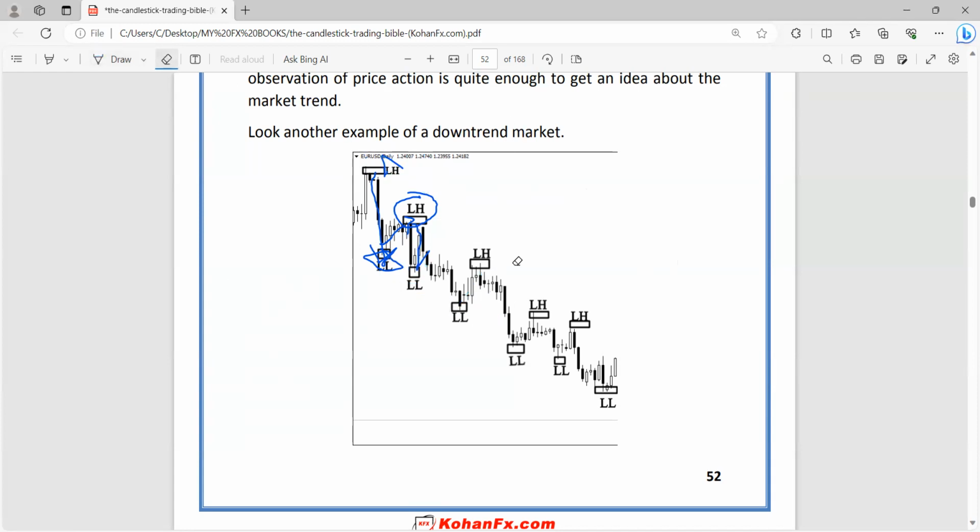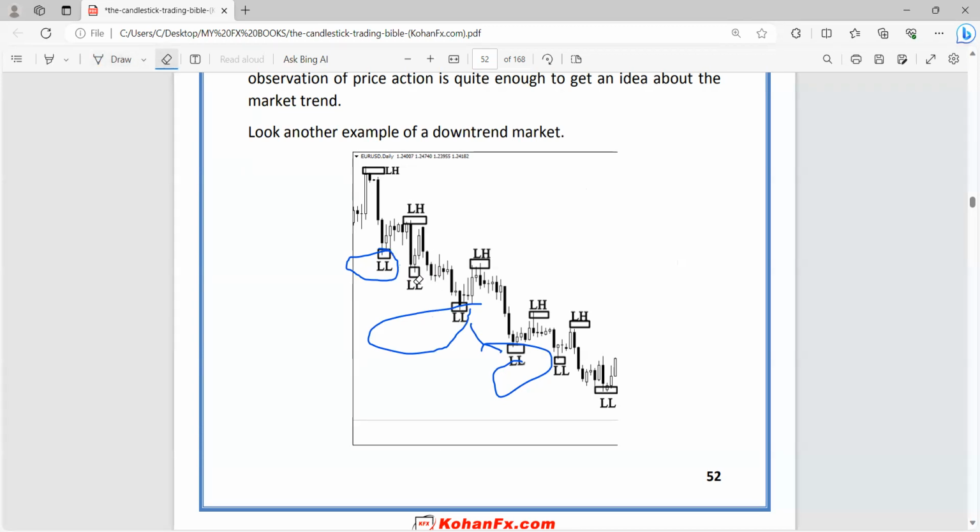Let me read this to make things a little bit more clear. Yeah. So I was saying, for instance, this will be referred to as a lower low because it's lower than this previous low that the market had made previously. Also, this is lower than the previous low that the market had made. So this is lower than the previous low that the market had made.